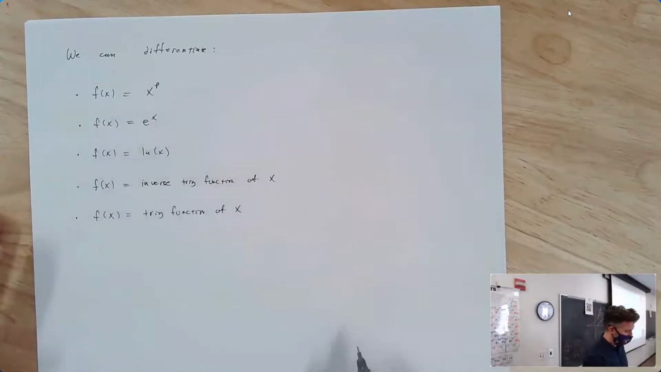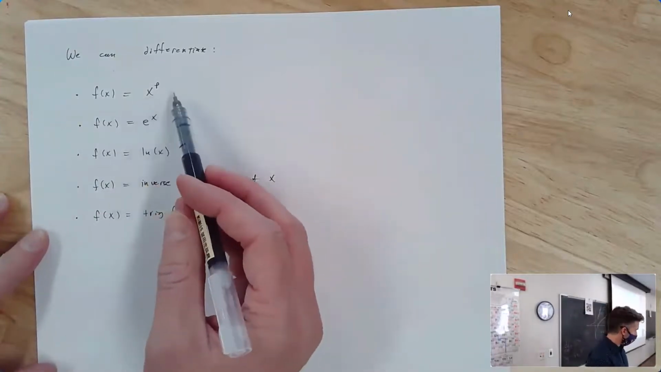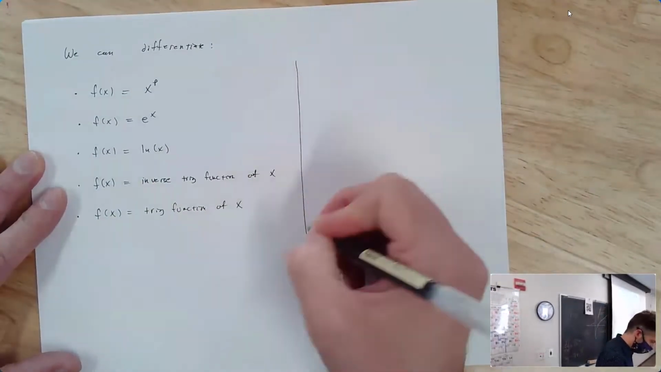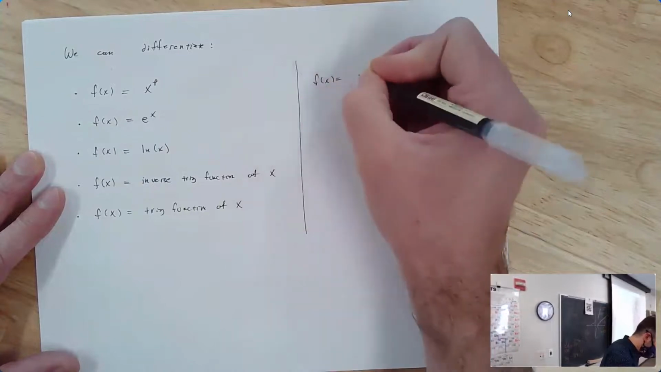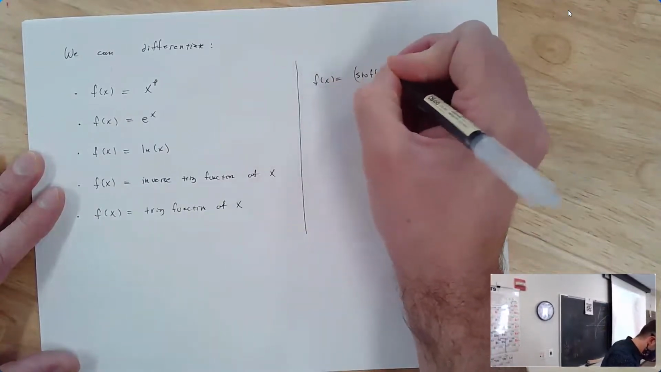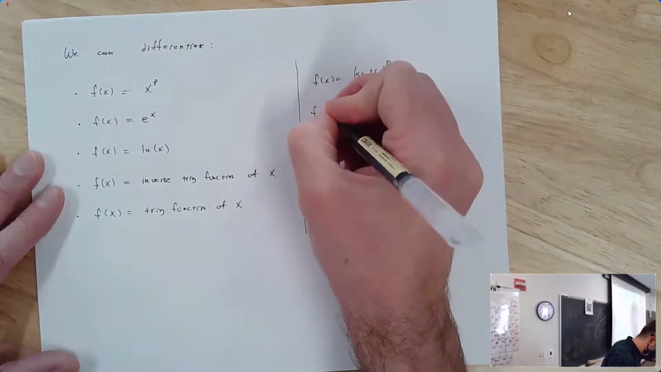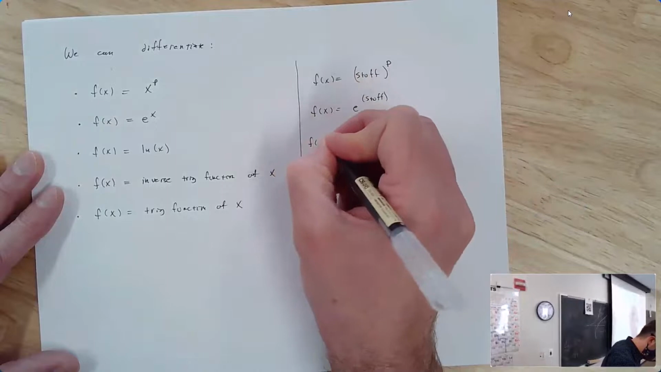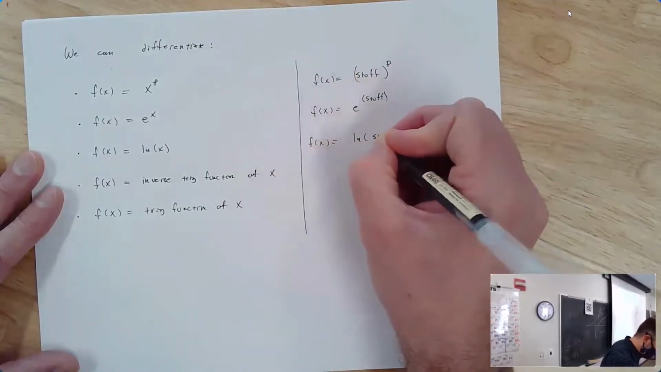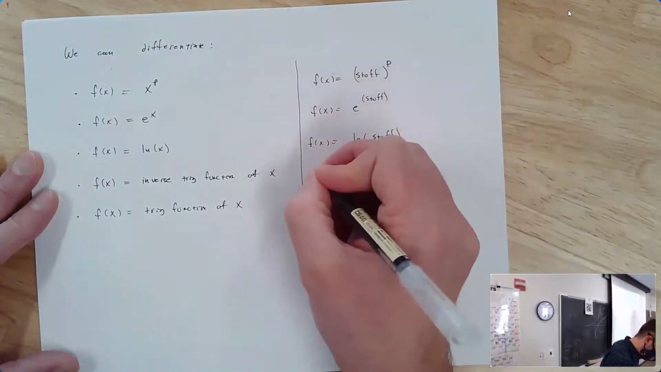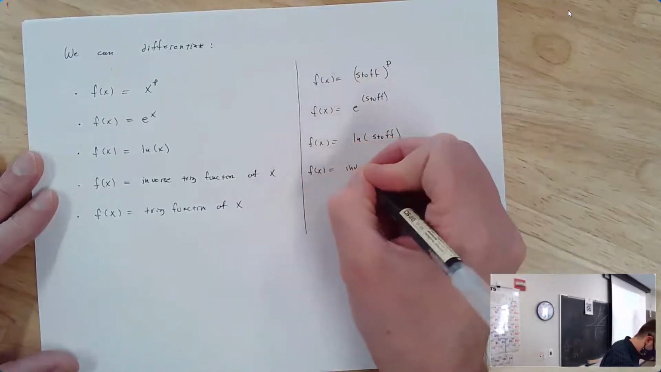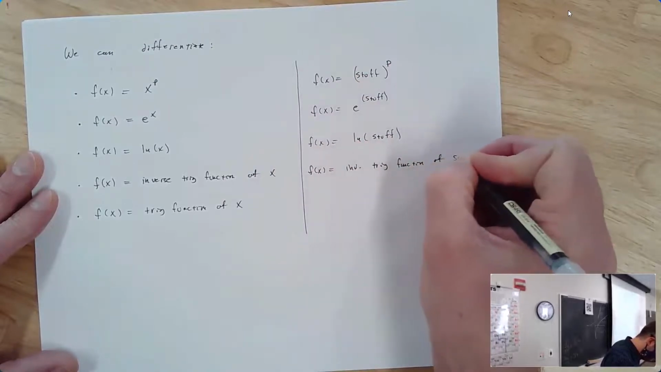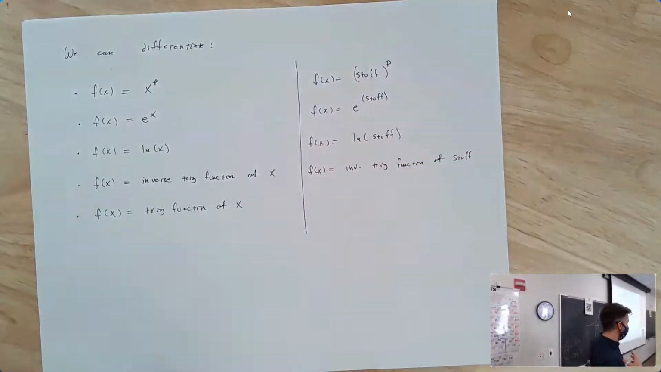I should also point out, right, we know how to find the derivative of stuff to a power. In each of these, you can rewrite it as a chain rule version and say f of x equals some stuff to the power, or f of x equals e to the stuff, or f of x equals inverse trig function of stuff, which we haven't dealt with yet. That's what we're going to practice right now, although you already know how to do it.